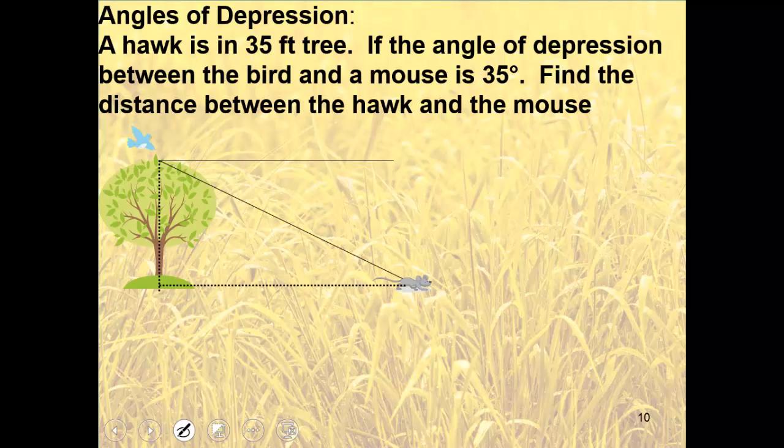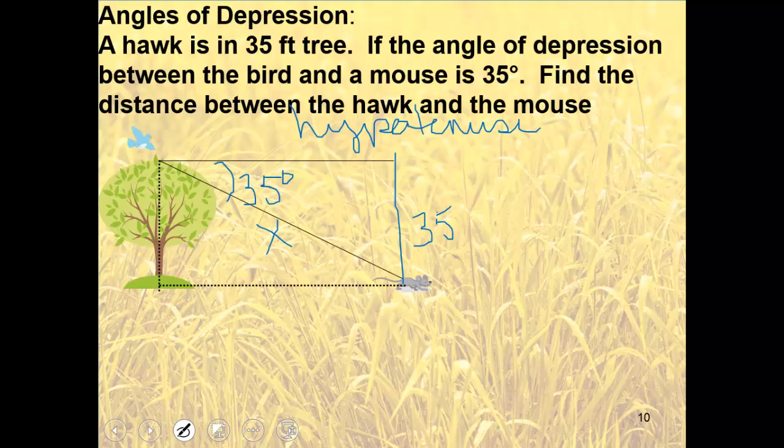Now read this problem, because on the surface it looks like we just did it. But look at what it's asking. A hawk is in a 35-foot tree. The angle of depression between the bird and the mouse is 35 degrees. So again, same angle right here. Find the distance between the hawk and the mouse. It's not asking for the distance between the base of the tree and the mouse. It's looking for the distance between the hawk and the mouse. This is the hypotenuse. So we know again that the tree is 35 feet, but now we're looking here.